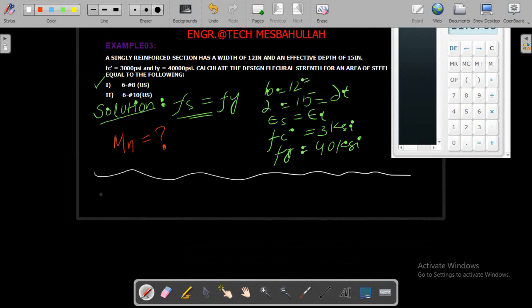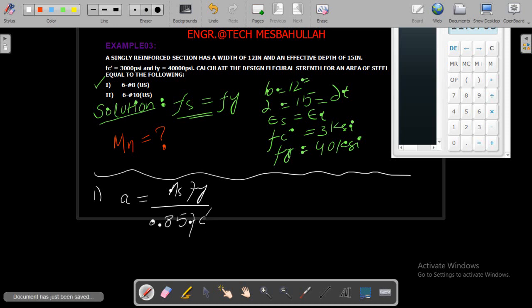The first step, as I already mentioned, is that we need to find out a. So a, from the equation, is Fy over 0.85 Fc prime times b. We know all the data, so just plug all the data into this equation. What we got, the value of a is 9.92 inches.